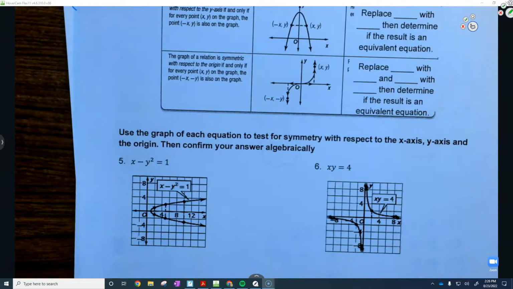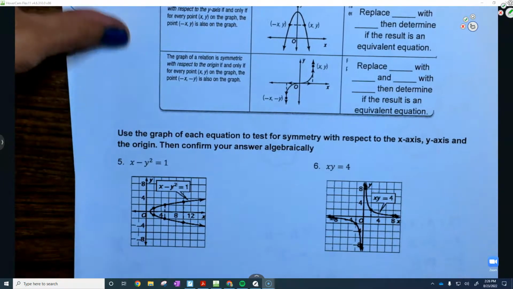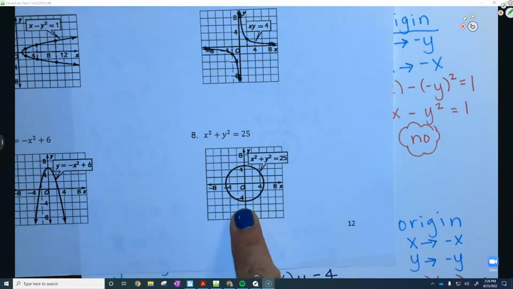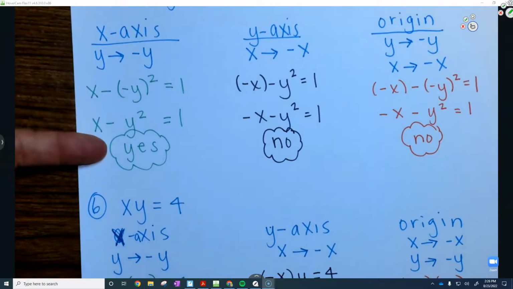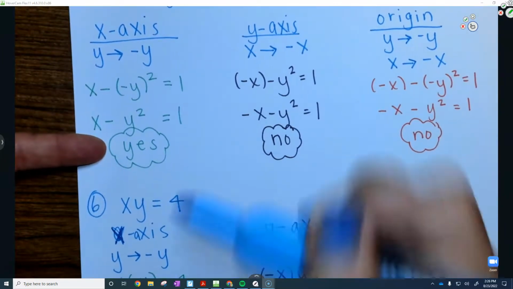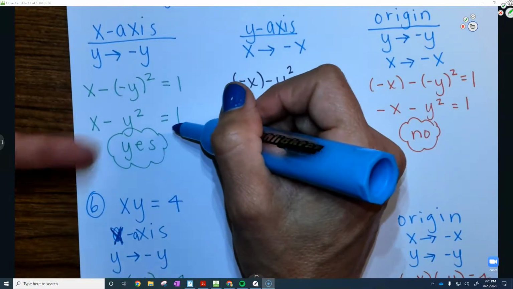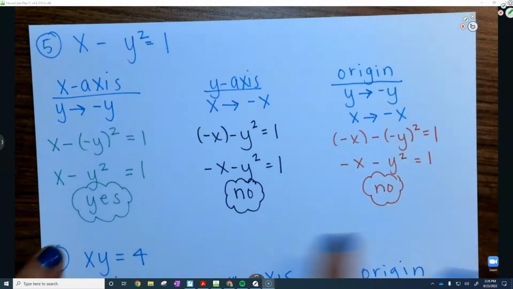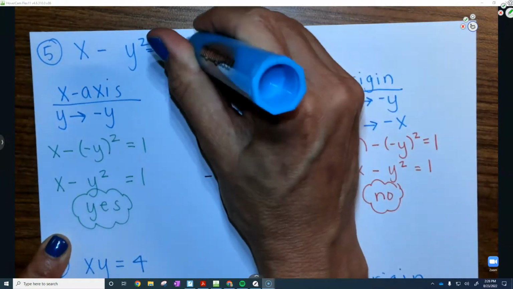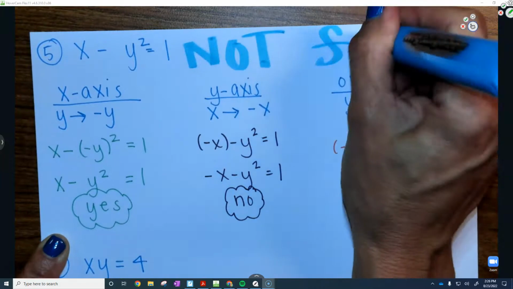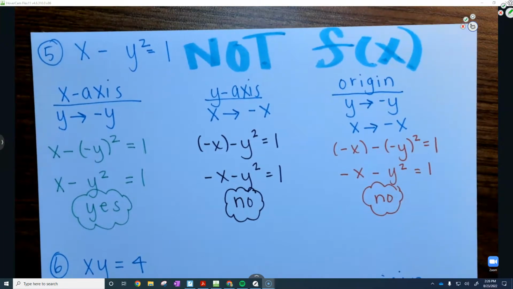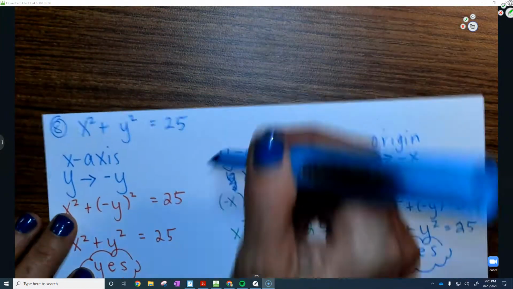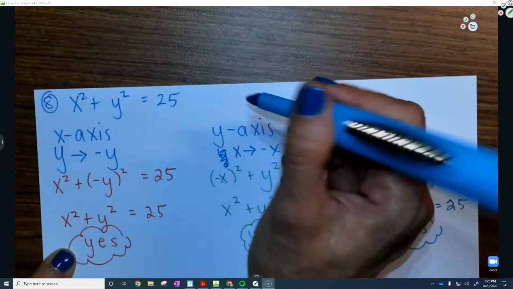Is 5 a function? No. Is 8 a function? No. So listen. Every time you figure out algebraically that an equation is symmetric about the x-axis, it's not a function. So number 5, we got yes right here, not a function. If you get a yes on the x, not a function. So same with problem 8. We got yes on the x, not a function.